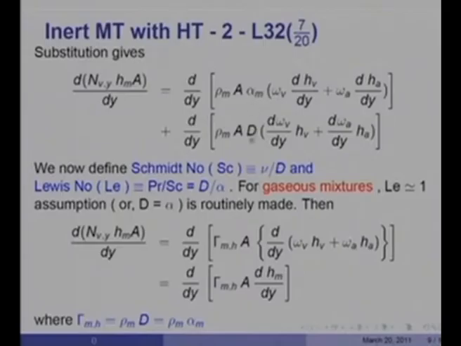If I make that assumption, and replace ρ_m D, or ρ_m α, as γ, as I have defined here, γ_mh equal to ρ_m D equal to ρ_m α_m, then you will see this becomes γ_mh times A plus d/dy of simply the sum ω_v h_v plus ω h_a, which is nothing but the mixture enthalpy dH_m/dy. So, we essentially get d/dy of N_Vy H_MA equal to d/dy of this.